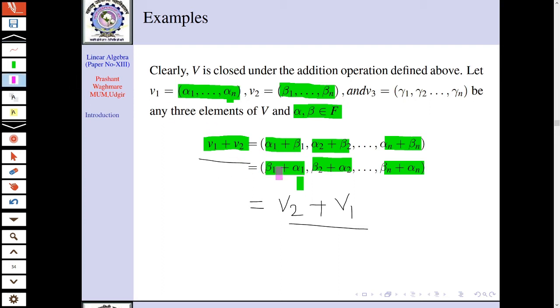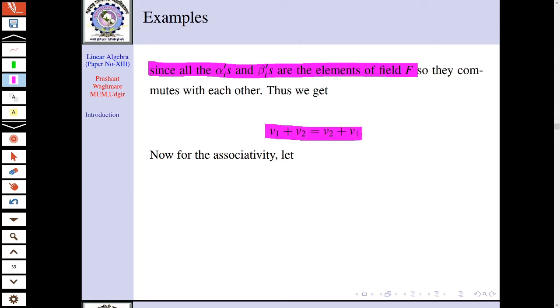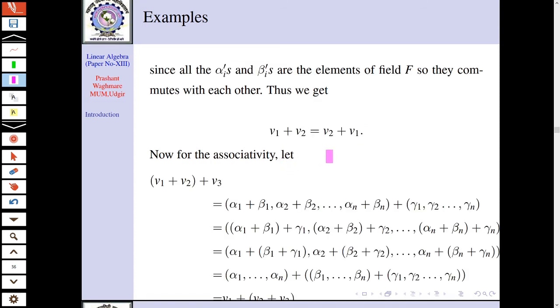Now the next property that I want to prove here is, since all the alphas and betas are elements of F, they can commute, thus we can write down directly V1 plus V2 is the same as V2 plus V1. Now let's see the associativity.